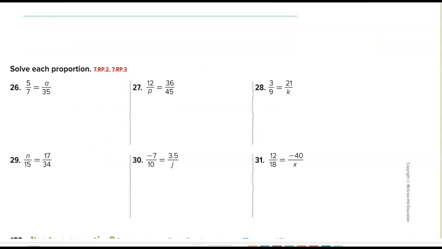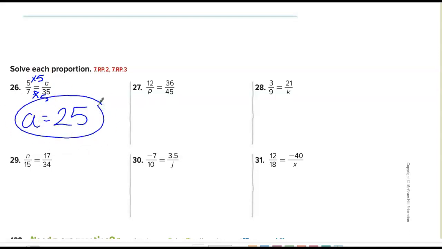So number 26 through 31, you were supposed to solve the same way. Michaela asked me, so I would have solved by taking 5 times 35 and then dividing by 7. Michaela said, well, can't I just figure out what you multiply 7 by to get 35 and take that same number and multiply it up top? Does that work too? Yeah. So 7 times what gives you 35? 5. So then 5 times 5 is 25. So 25. If you use the butterfly method, did you get the same thing? Yeah.